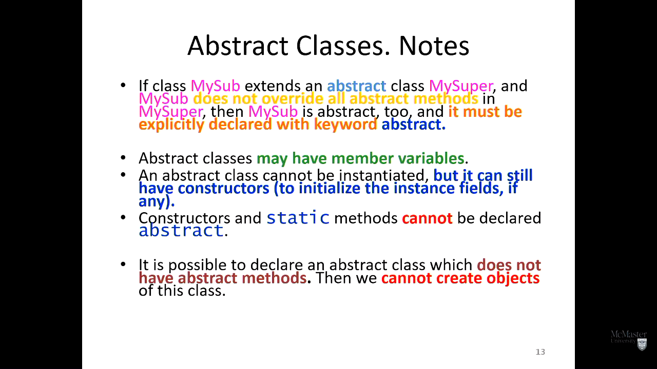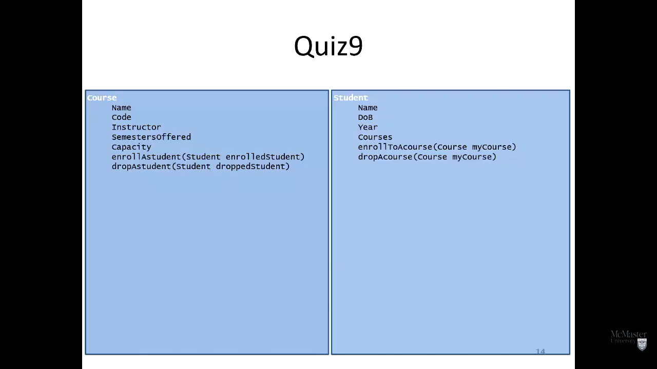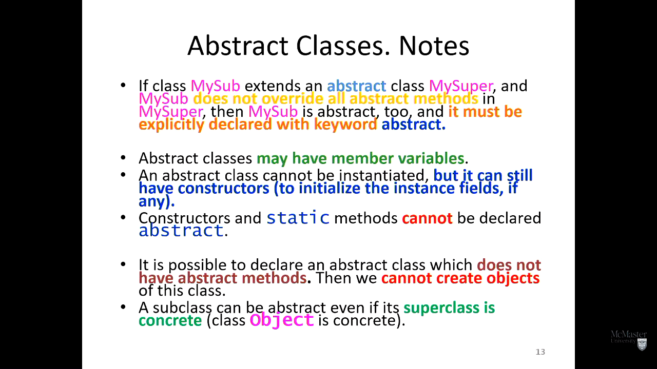Because if you don't have any abstract method, then you already have their implementation. You will not be implementing them. That means you cannot have a concrete child out of an abstract class that doesn't have any abstract method, right? Is that clear? Is it too confusing? A subclass can be abstract even if the superclass is concrete. We already discussed this. Okay, so let's keep the quiz for now.